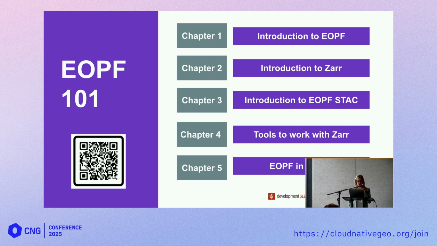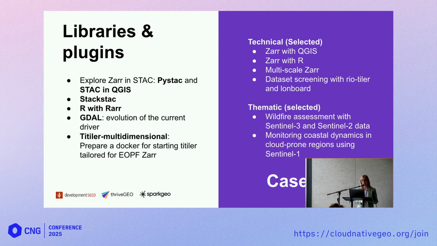And then in chapter 4 and chapter 5, we package all the additional resources that are being developed. Under chapter 4, tools to work with Zarr, this is where we highlight all the open source libraries and plugins that will be developed. And EOPF in action will contain a set of end-to-end workflows, showcasing and also comparing the workflows between Zarr and Sentinel-SAFE, to really see the advantage of the cloud-optimized format. An overview of the libraries and plugins and the case studies that are being planned.